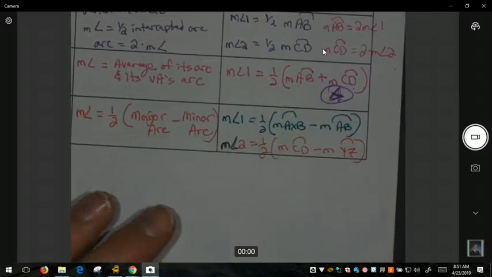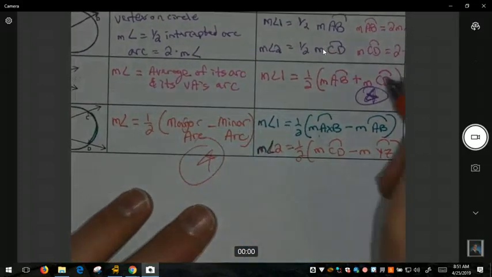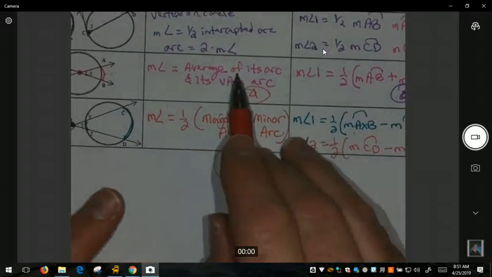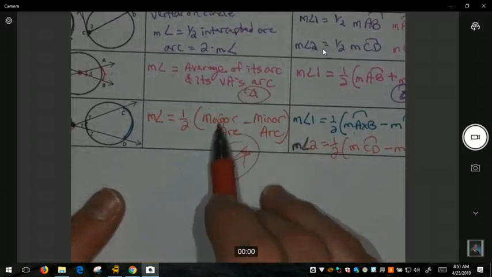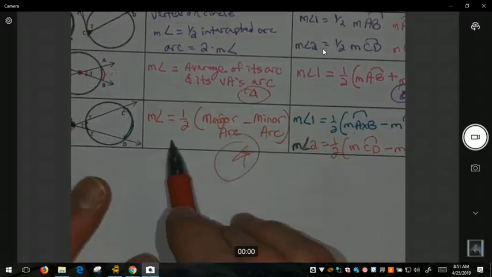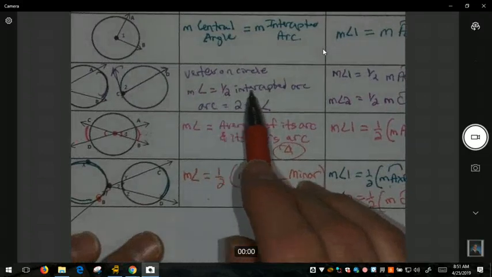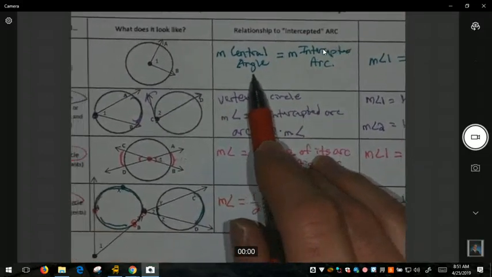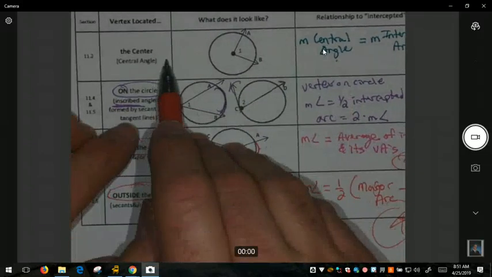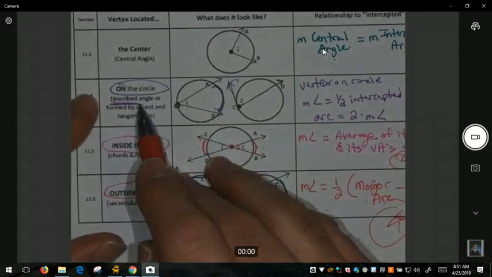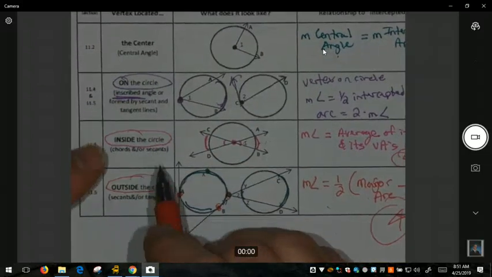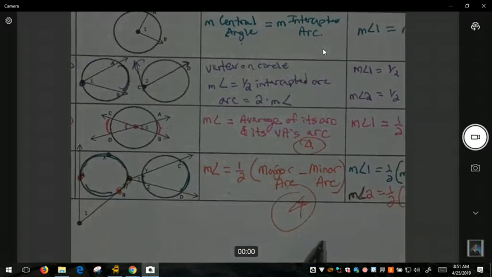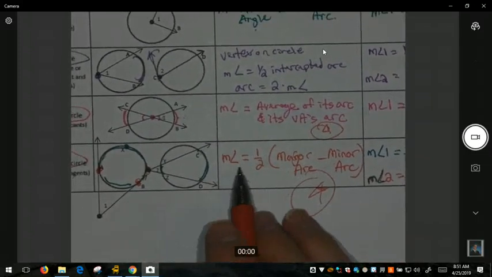These are the formulas that we're going to be using. Here we add the two arcs and divide by 2. Here we subtract the two arcs and divide by 2. Here, it's just the arc divided by 2, and here the arc is the same as the central angle. That is the difference between when the vertex is at the center versus on the circle versus inside the circle versus outside the circle. You will need to use these formulas. You will need to memorize these formulas.